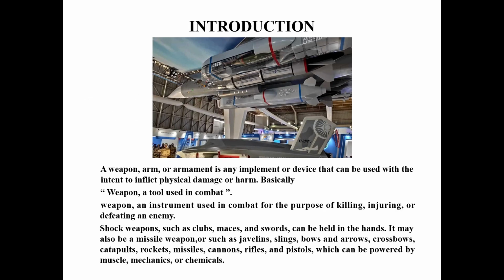So a weapon is a tool used in combat. A weapon is an instrument used for the purpose of defeating, killing, or injuring the enemy. Weapons are of different kinds. That can be a mace or sword, which we can use in hand, or small ammunition like bullets and pellets, or a big projectile like heat, gas, rockets, mortars, and it can be a missile.